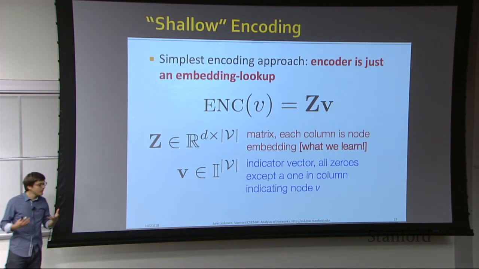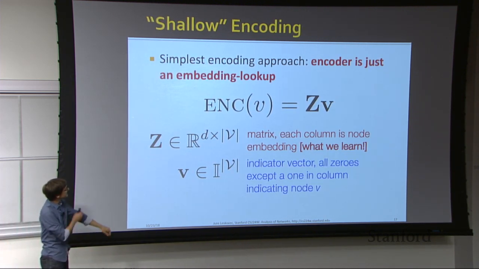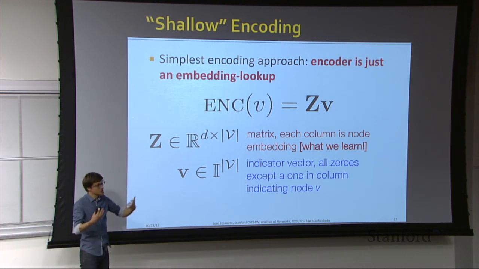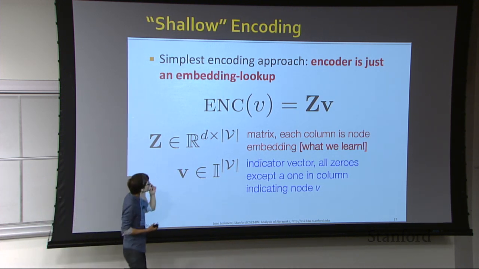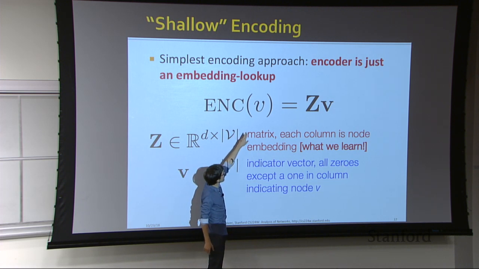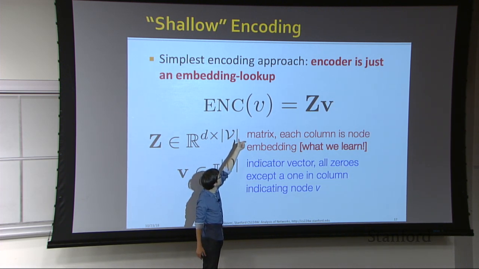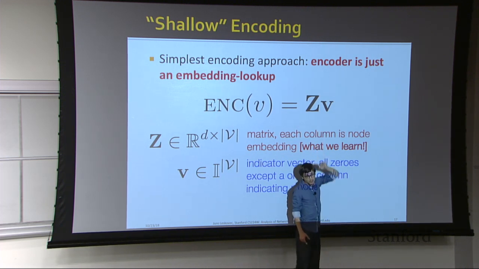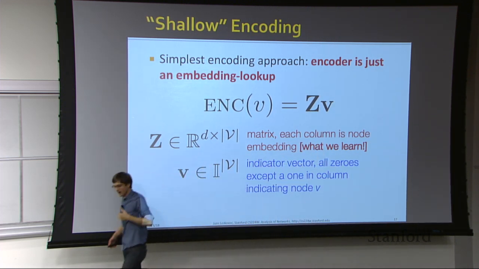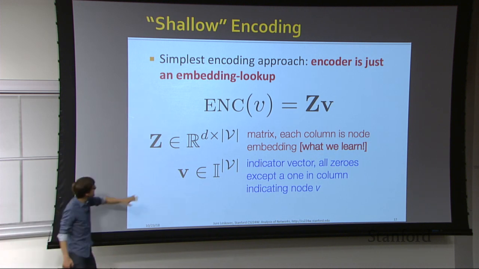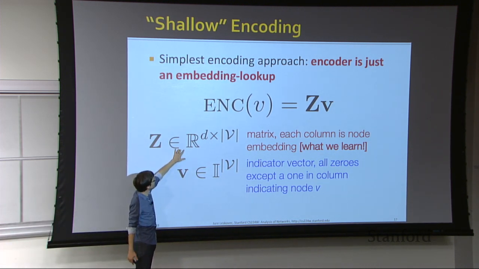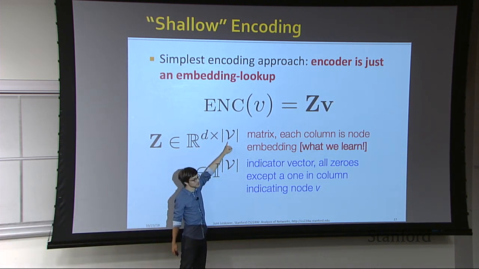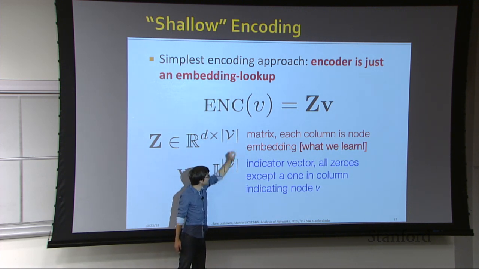So what we will do is the simplest thing, where we basically say that the encoder is just an embedding lookup, which basically means that we will say the encoding of a particular node v is simply this encoding matrix times the one hot encoding of the particular node. So this is really what we are trying to estimate. We are trying to estimate the coordinates for every node. This is what we will try to learn.